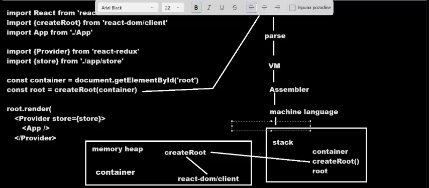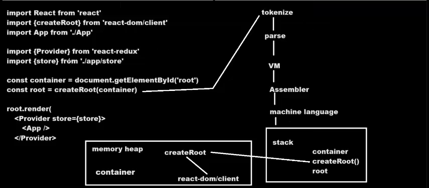Every function we get to the stack, from what? From the memory heap. Here, we have createRoot in the memory heap. We have it from import createRoot from react-dom/client. And also we have container in the memory heap, because we declared container before.